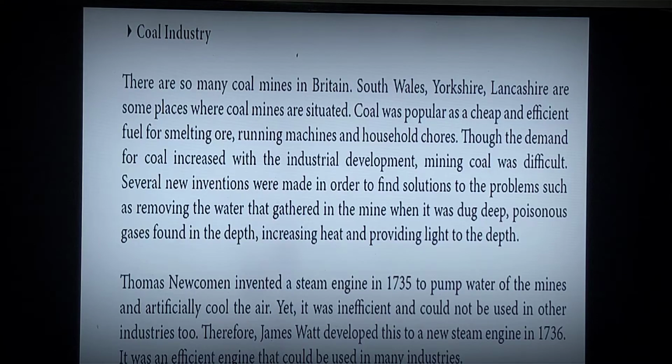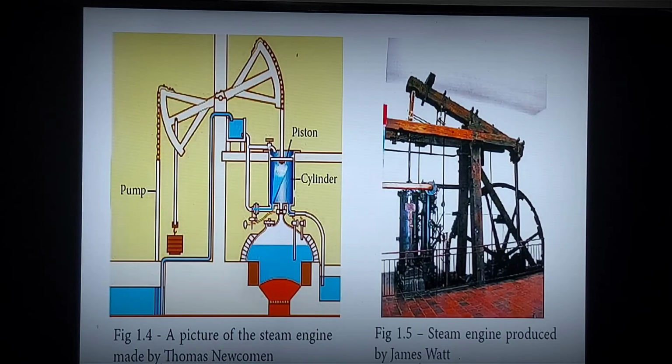Therefore, James Watt developed a new steam engine in 1736. It was an efficient engine that could be used in many industries. So you can see the two machines invented by Thomas Newcomen and James Watt. Thomas Newcomen invented this steam engine in 1735 to pump water out of the mines and cool the air, but it was not efficient. So James Watt developed this steam engine in 1736, and the James Watt machine is more efficient than this.